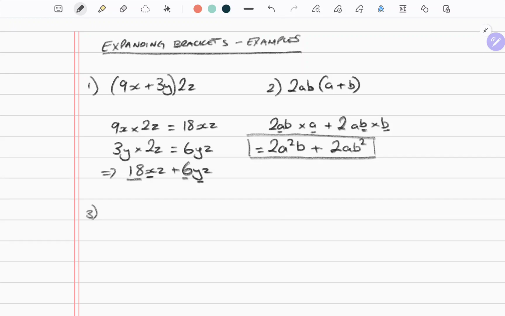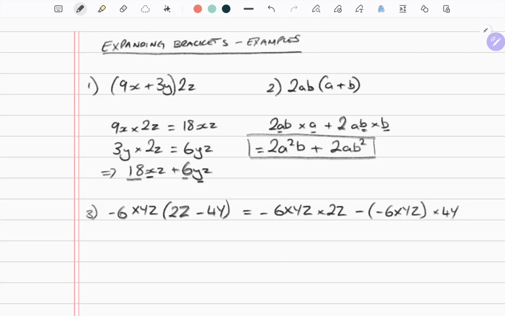Then let's look at a third example. Let's throw you off a little bit, put a minus sign there, minus 6xyz outside the bracket as the multiplier. Then let's look at what's inside the bracket, 2z minus 4y. So this is the same as minus 6xyz multiplied by the 2z, and then we have minus, and I'm going to put this multiplier inside a bracket for reasons you'll see in a moment, multiplied by the 4y.